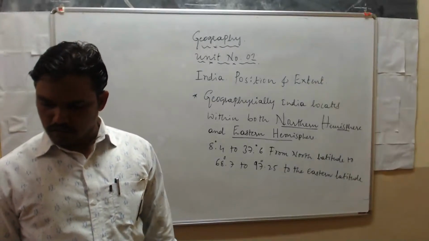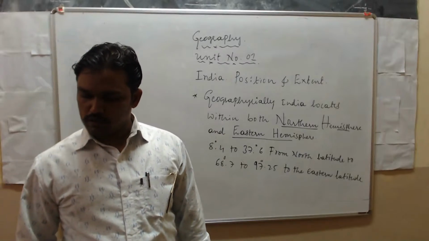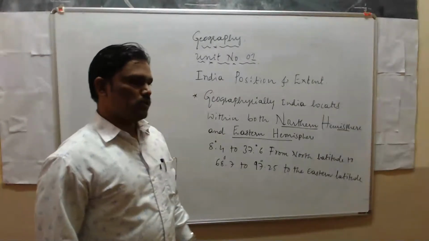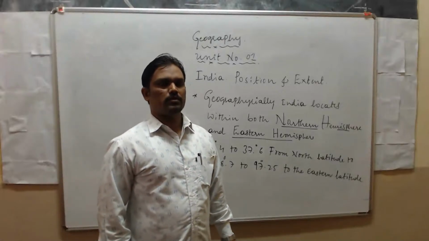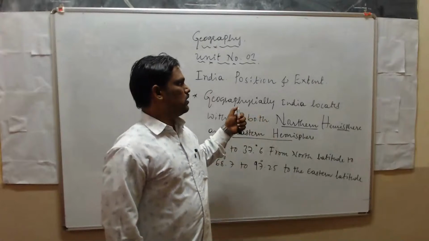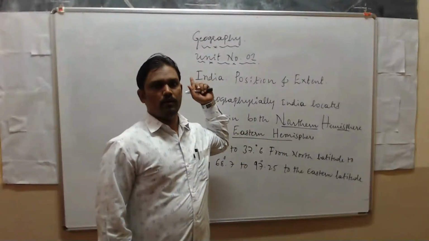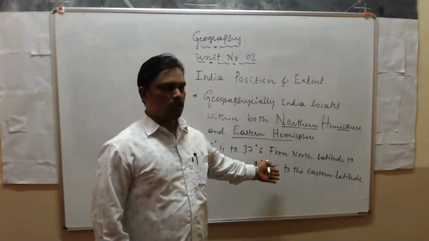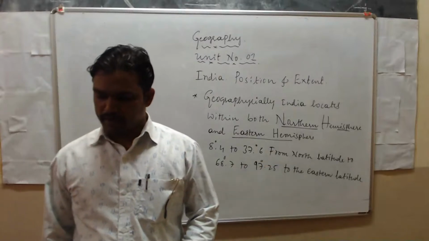Next, the northern tip of India is Indira Col, in Jammu and Kashmir. Now only I told you this northernmost point, Indira Col, locates in Jammu and Kashmir, especially in the Ladakh region. That is the northernmost point of India. The southernmost point, Indira Point, occurs in the Great Nicobar Island.